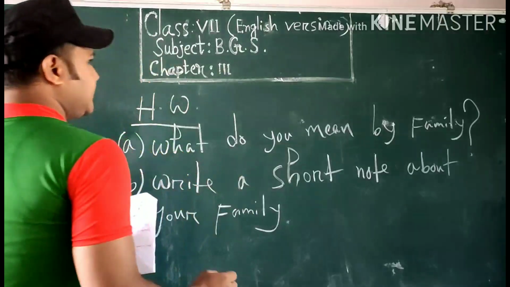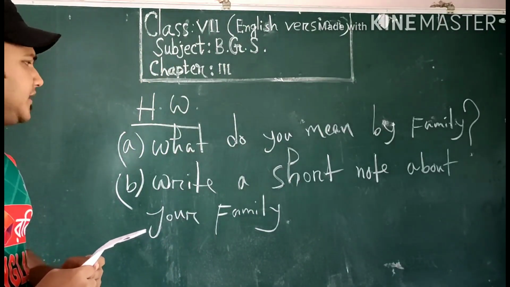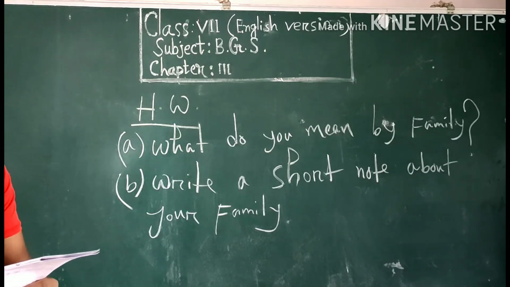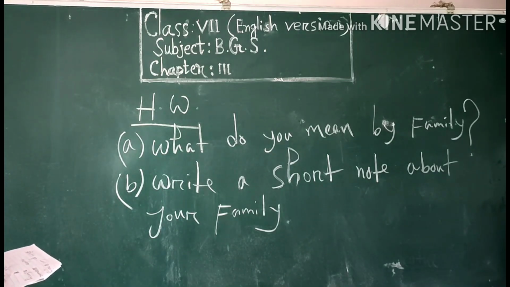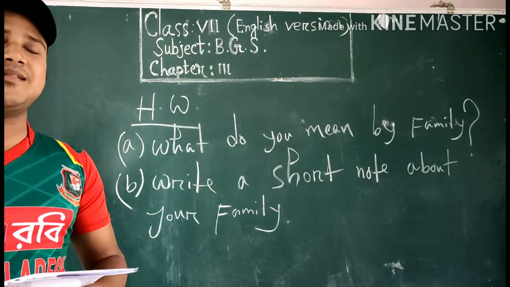Well, my students, and the next question is, write a short note about your family. You have to write a short note about your family. That means you have to describe your family members. Apart from this, you have to mention some duties of your parents, and you have to mention some duties of your siblings. You have to mention some duties of yourself also.